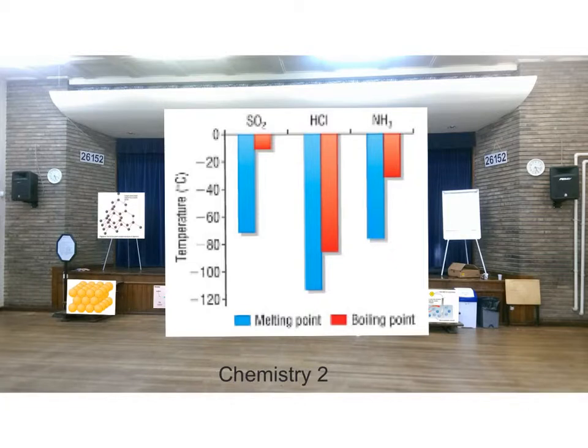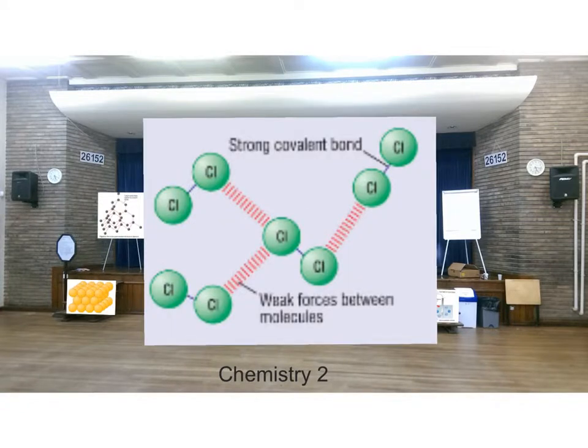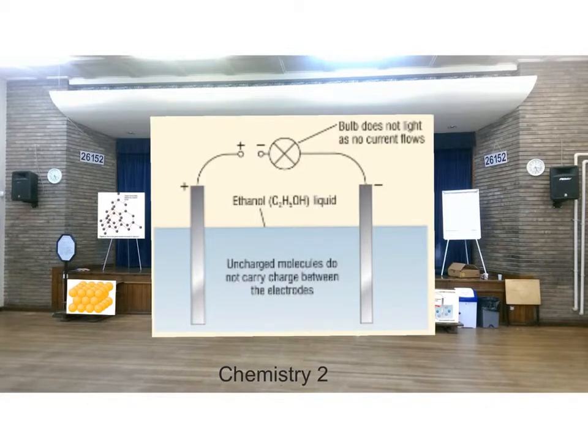Substances made up of simple molecules have low melting points and boiling points. The forces between simple molecules are weak. These weak intermolecular forces explain why substances made of simple molecules have low melting points and boiling points. Simple molecules have no overall charge, so they cannot carry electrical charge. Therefore, substances made of simple molecules do not conduct electricity. Remember, although the covalent bonds in molecules are strong, the forces between molecules are weak.